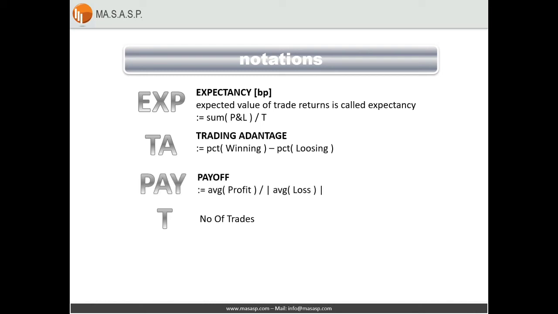Then the payoff is a ratio which measures the average winning return with respect to the average losing return. The goal here is to have a ratio bigger than 1, which means average win bigger than the average loss. A positive expectancy, which is our goal, stems either from a positive trading advantage or from a payoff bigger than 1.